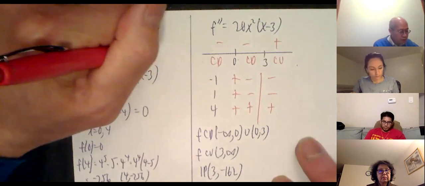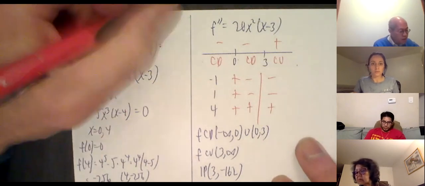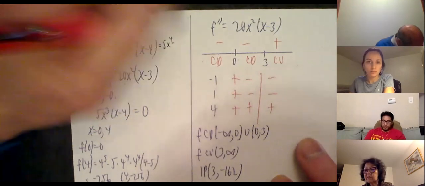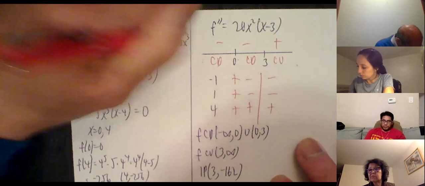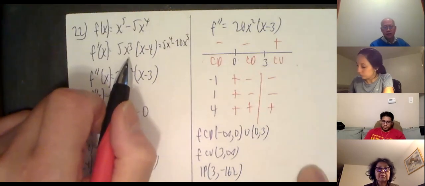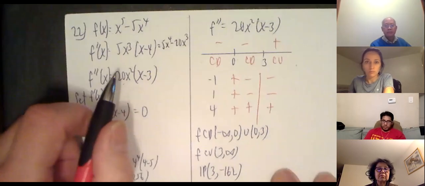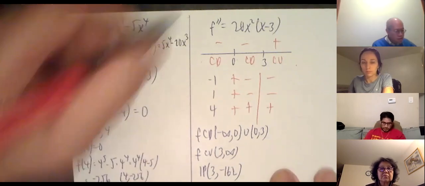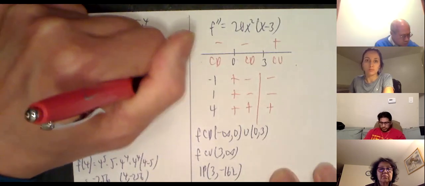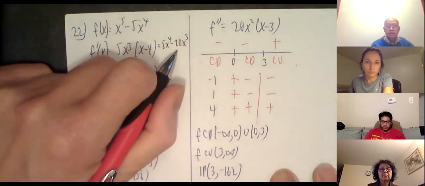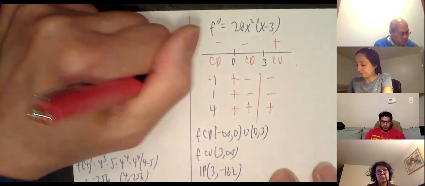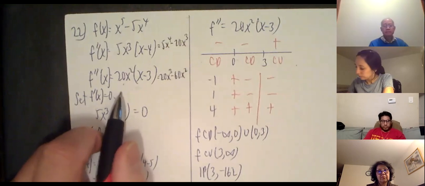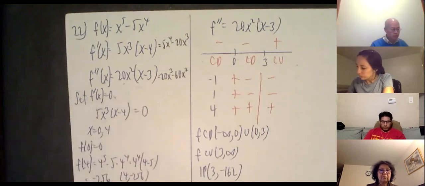I know what I'll do. Why don't I just, well, they gave that to us. But if I work it out, that's 5x to the 4th minus 20x cubed. And then if you factor it, it comes out to be this, right? And likewise, if I take the second derivative, yeah, I can do that. That's what, 20x cubed minus 60x squared. And if you factor, it comes out to be this. So there we go.